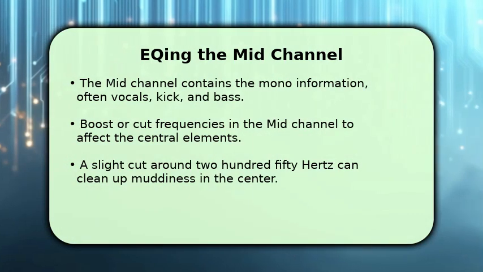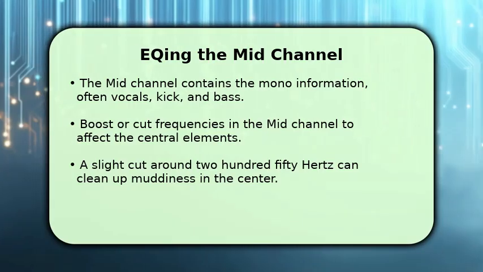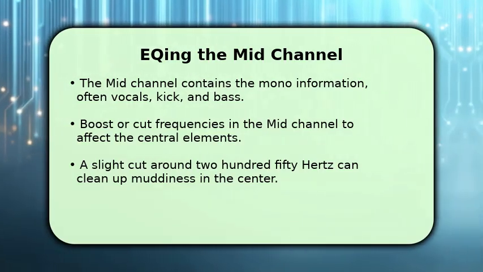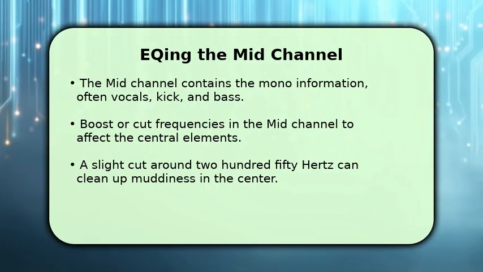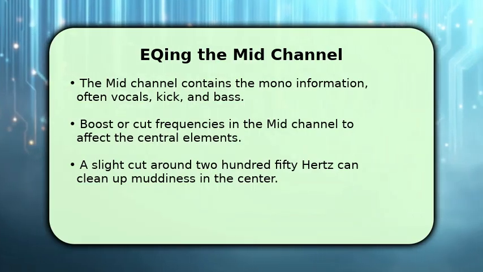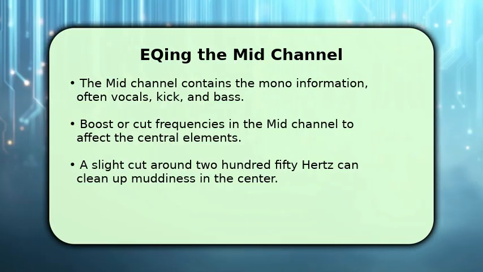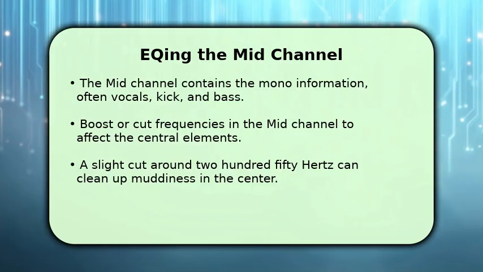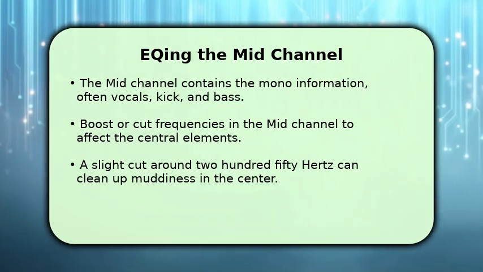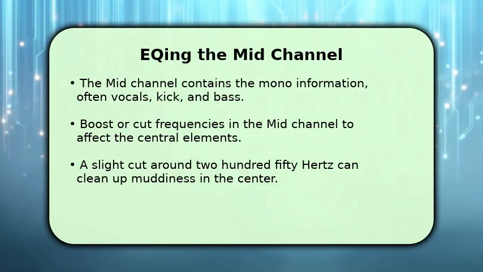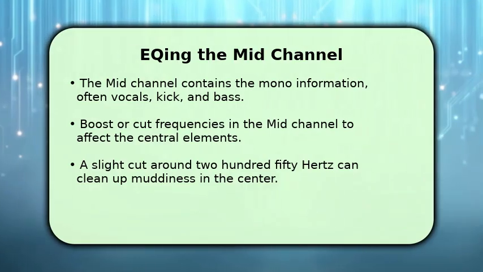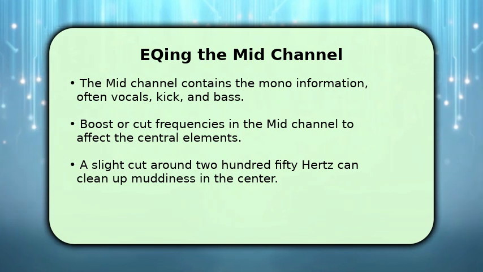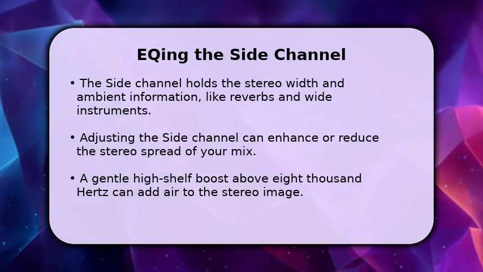The mid channel is where your mono information resides, typically including elements like vocals, kick drums, and bass lines. When you adjust frequencies in this channel, you are directly impacting the central focus of your mix. For instance, a subtle cut around 250 Hz can effectively reduce muddiness, making your core elements sound much clearer and more defined. Conversely, a gentle boost can bring out the presence of your lead instruments or vocals, giving them more impact. Now, let's turn our attention to the side channel.